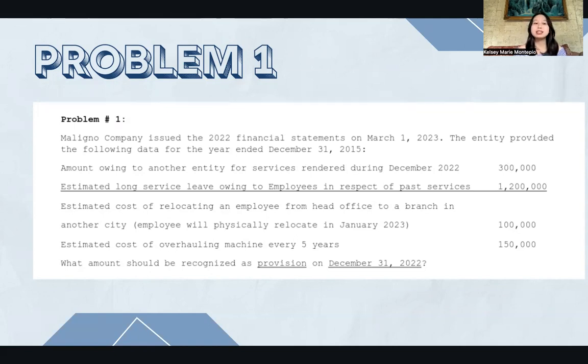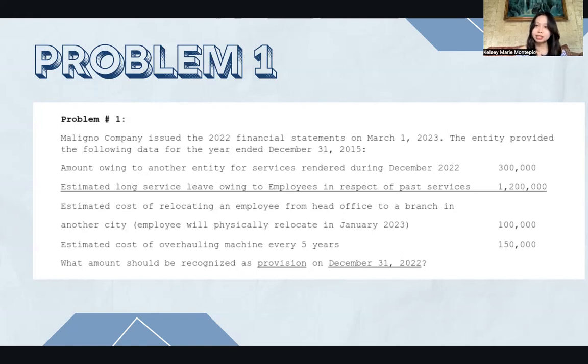1,200,000. Estimated cost of relocating an employee from head office to a branch in another city, where the employee will physically relocate in January 2023, amounting to 100,000. And lastly, estimated cost of overhauling machines every 5 years for 150,000. The question is, what amount should be recognized as provisions on December 31, 2022?